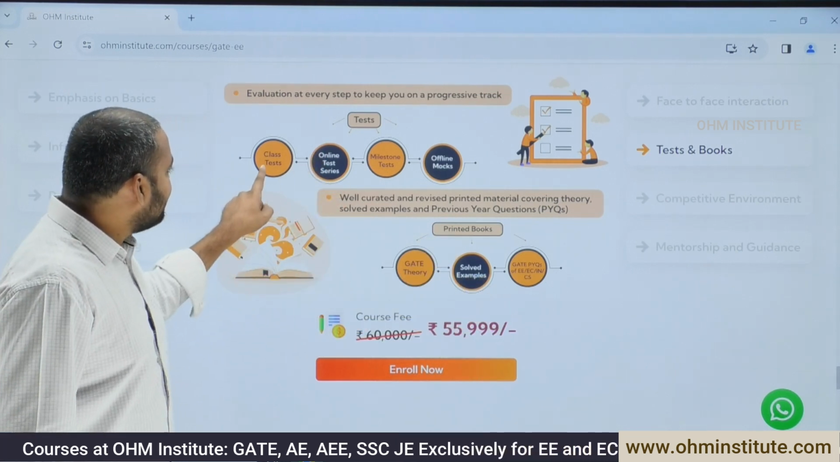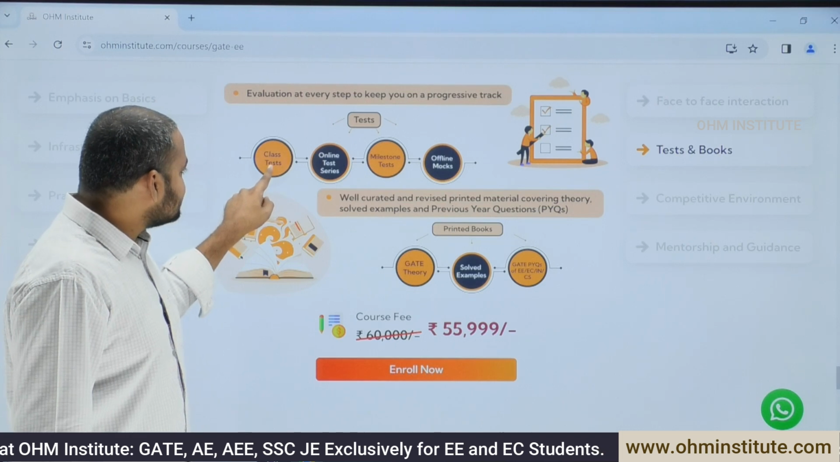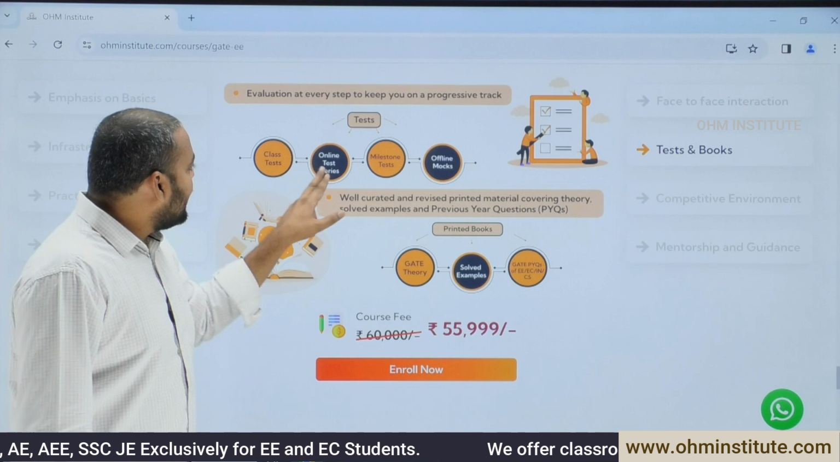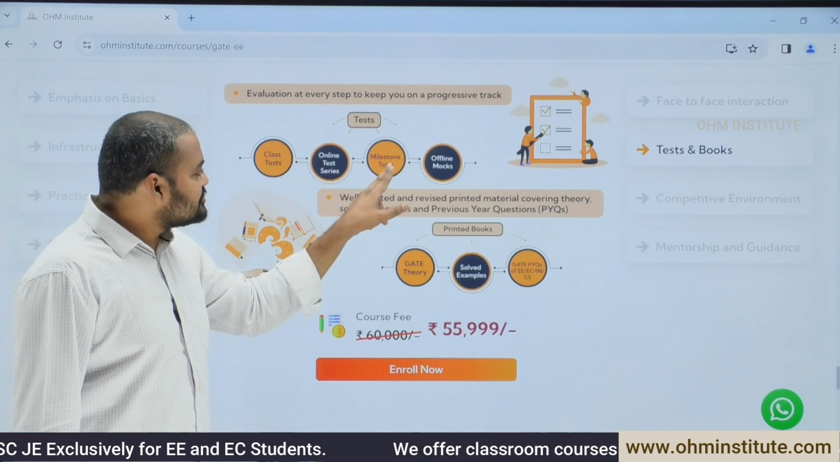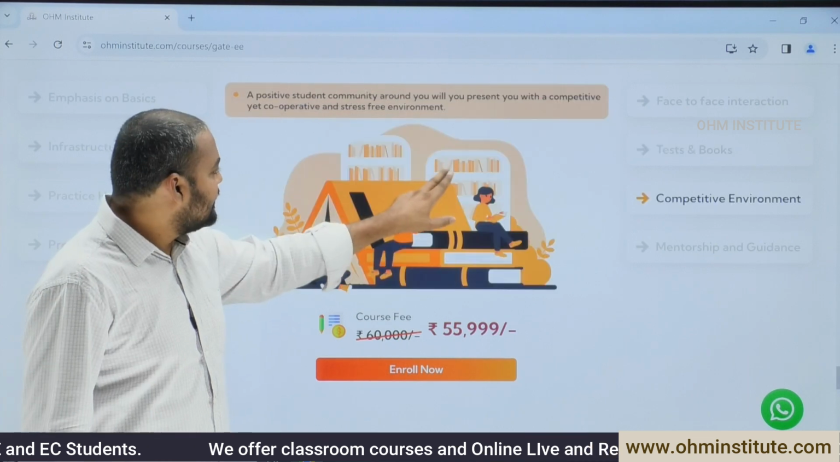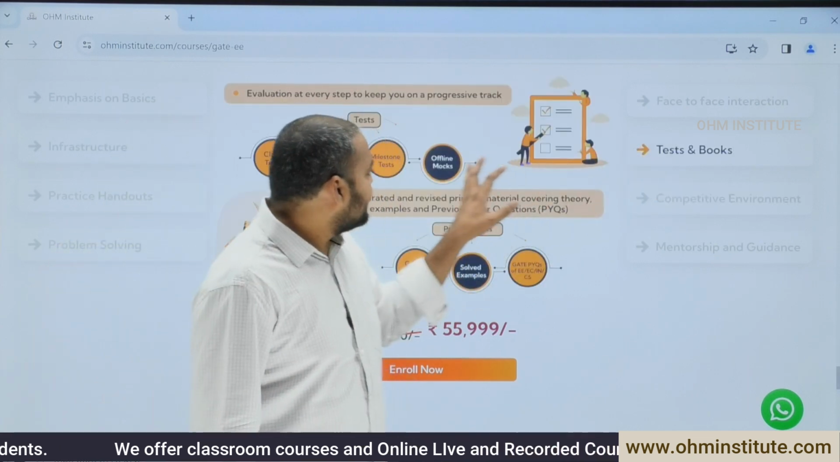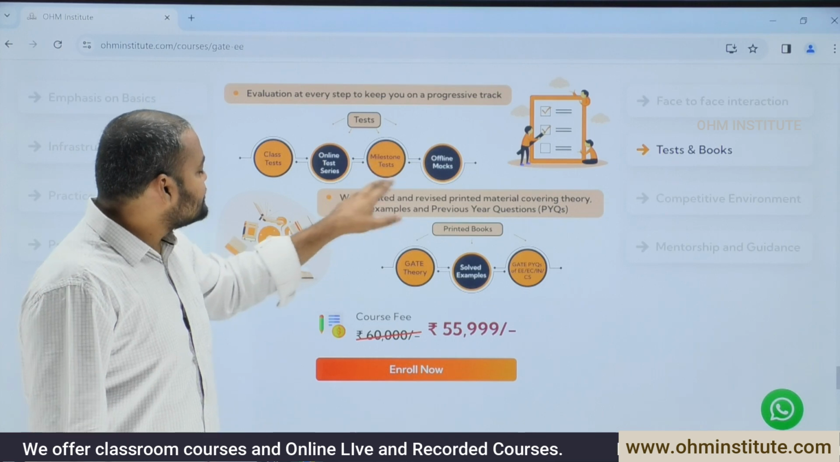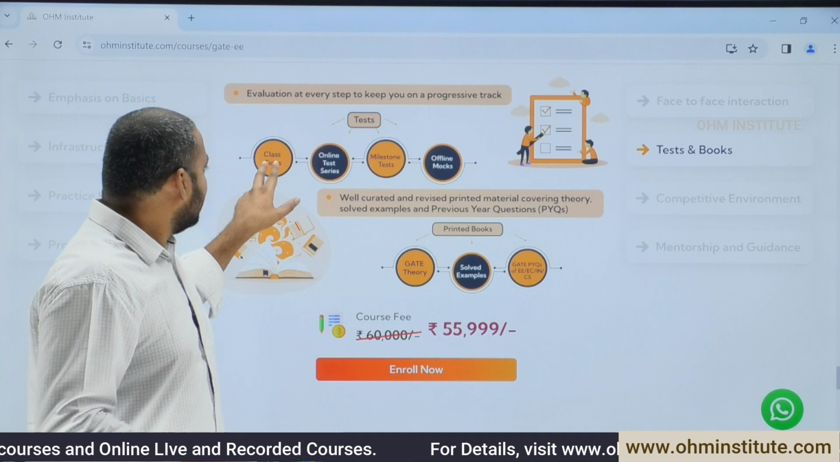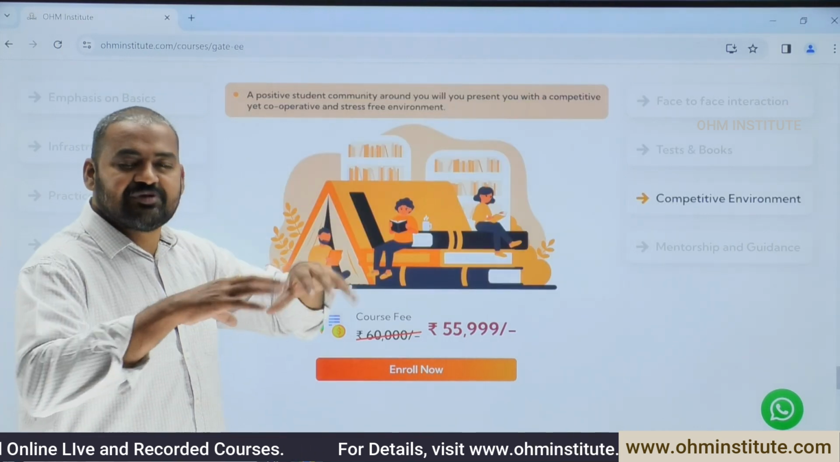Coming to class tests, we have four types of tests. Class test after completion of every subject. Then online test series will be there. Milestone tests we will conduct, and we will distribute prizes also for the top performers. And offline exams also we will conduct on the whole syllabus. Milestone tests, offline exams, and online test series cover the total syllabus. Class tests are with respect to each subject.